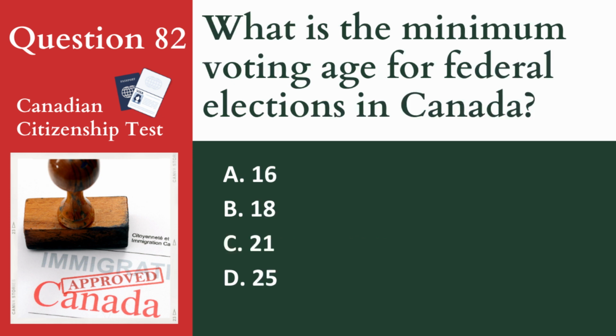Question 82. What is the minimum voting age for federal elections in Canada? A. 16. B. 18. C. 21. D. 25. Answer: B. 18. The minimum voting age for federal elections in Canada is 18 years old.